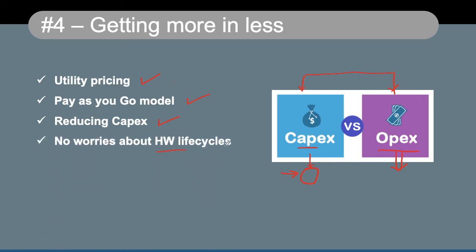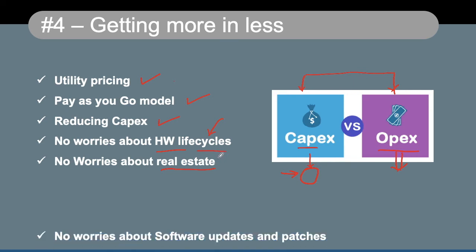No worries about hardware life cycles. You need not change your hardware or worry about the hardware life cycles, when that hardware will go out of life, end of life. You need not worry about this, and all these things will be managed by the public cloud provider. No worries about real estate, where you are going to install those hardware, how you are going to manage those hardware. Those are not for you to worry. Those things are taken care of by the public cloud provider.